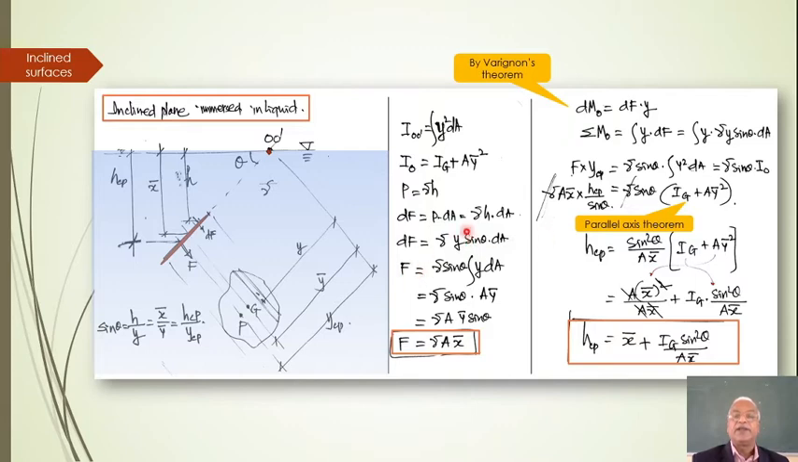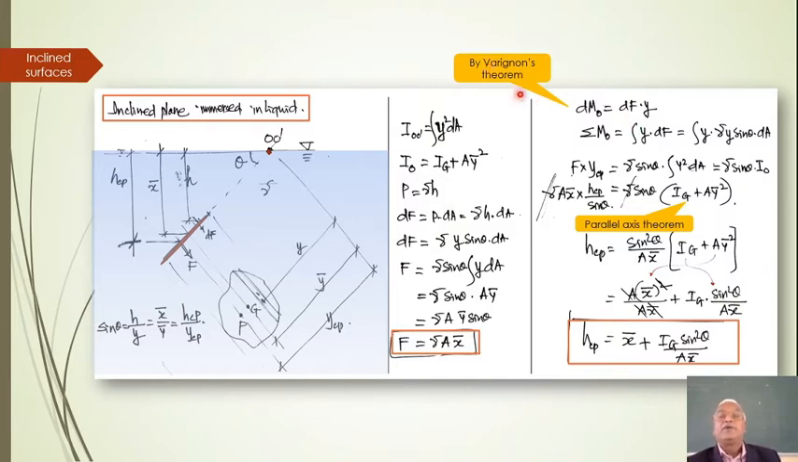So integrating on both sides, gamma sin theta remains constant, integration of Y dA. It is again the moment of area, because of that, gamma sin theta multiplied by A Y bar, or A X bar rather. Y bar is this inclined distance I have called it, so gamma A Y bar sin theta. So because of that, F becomes gamma A X bar, because Y bar sin theta is X bar.